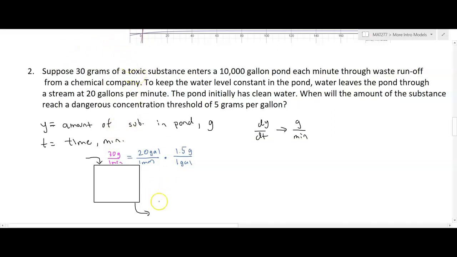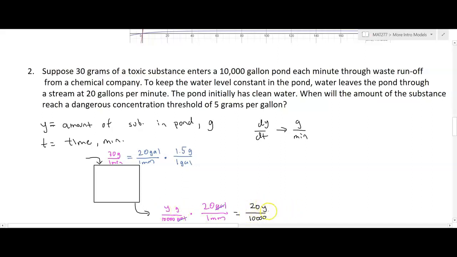And what's coming out? So once again, the concentration inside is going to be y grams dissolved in 10,000 gallons. And so again, we have grams over gallons, and that's going to get multiplied by gallons per minute, which is 20 gallons per minute. And our dimensional analysis will tell us that we are in grams per minute. So this will come out to 20y over 10,000. And again, that's now in grams per minute.